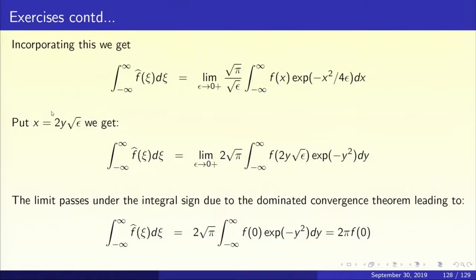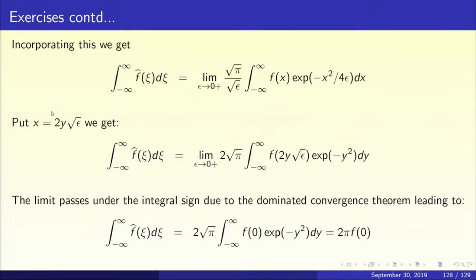Again we see the Fourier transform of the Gaussian that we have computed, and we get as before that the integral of f hat chi d chi is the limit as epsilon goes to 0 of root pi by root epsilon times the integral of f of x e to the power minus x squared by 4 epsilon dx. Put x equal to 2y root epsilon. What do we get? We get dx equal to 2 root epsilon dy. The root epsilon cancels out and we are left with the limit as epsilon goes to 0 of 2 root pi times the integral of f of 2y root epsilon e to the power minus y squared dy.